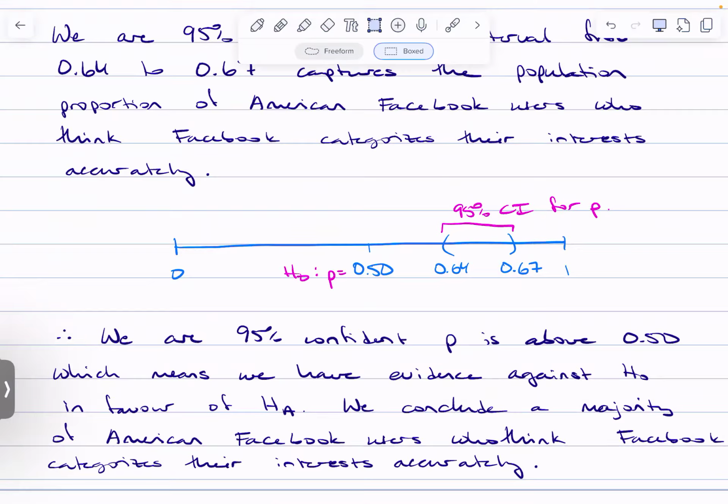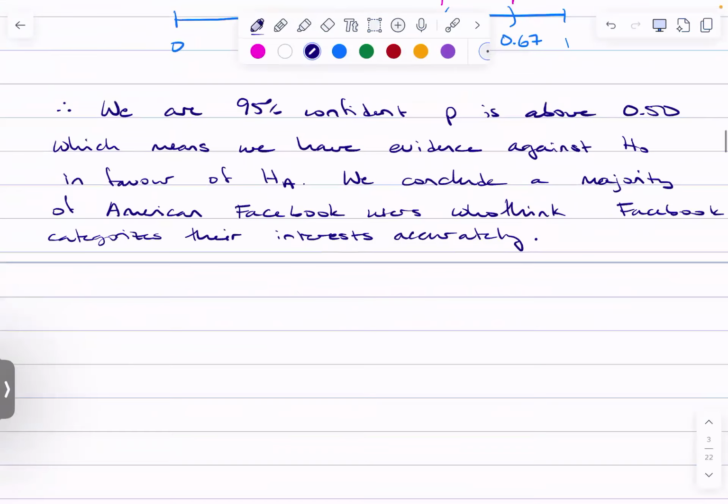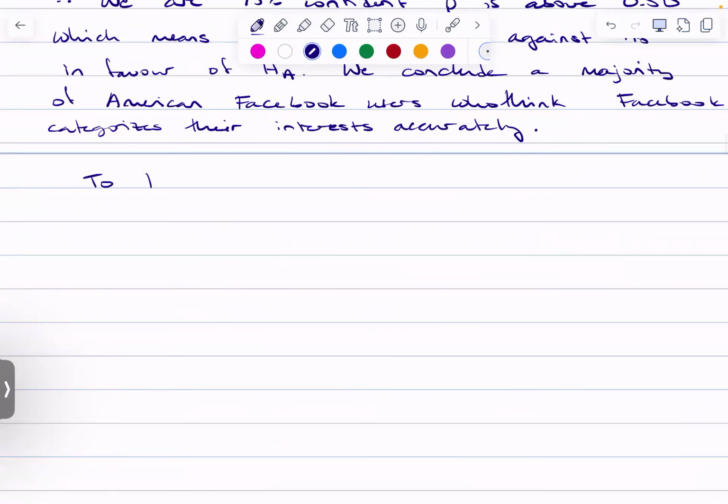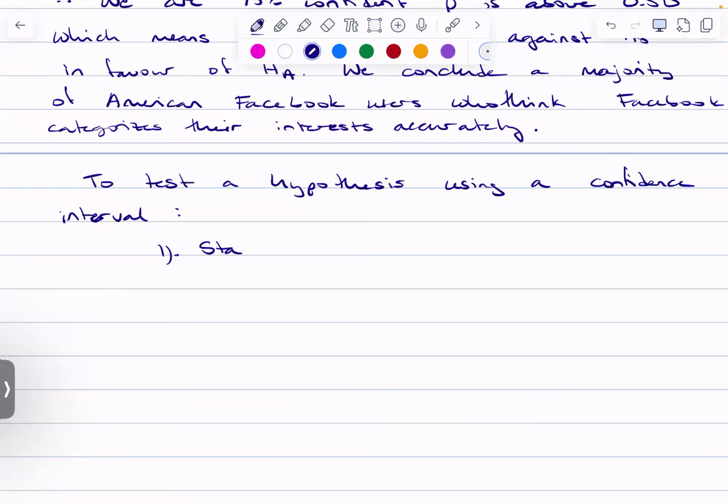So to test a hypothesis, some idea, using a confidence interval, we follow these steps. Step one, from the question, you're going to state your null and alternative hypotheses. State H naught and HA.